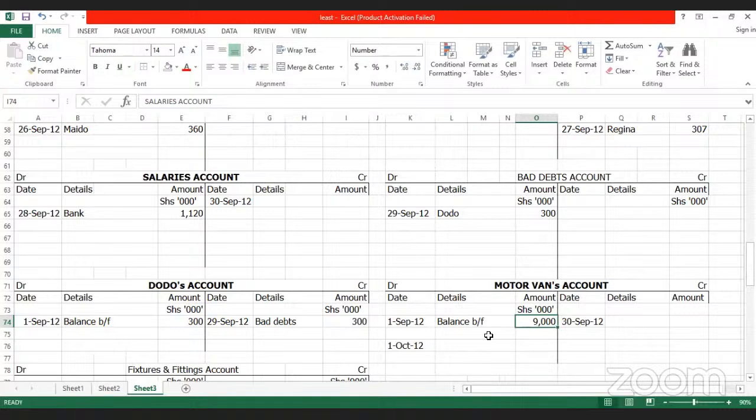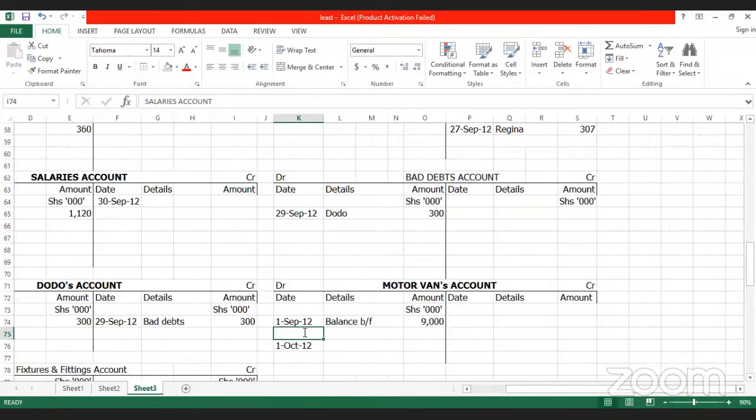And then on which date? On 30th, they acquired another motor van, paid by check. How much? 10 million. So those are the transactions according to the information we have in the question.